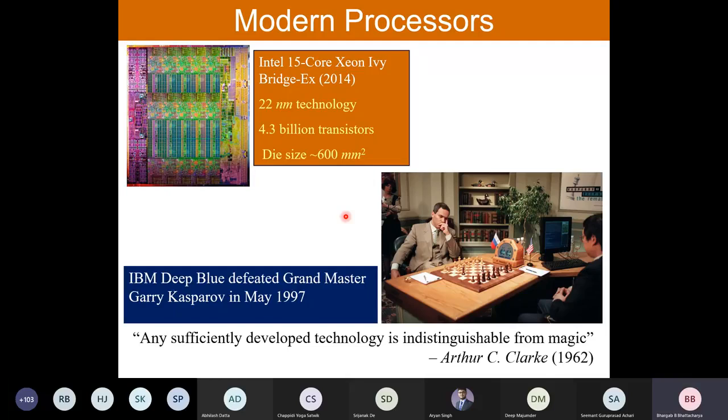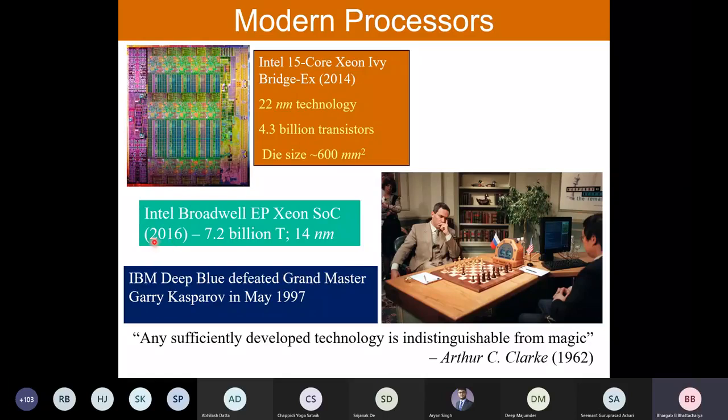As you can see, computers are becoming very powerful. This is an example: in 1997, the IBM Deep Blue machine. The Grandmaster Garry Kasparov is playing with an IBM computer, and he was defeated. The computer just defeated the Grandmaster. So you see this tremendous growth of artificial intelligence and so on.